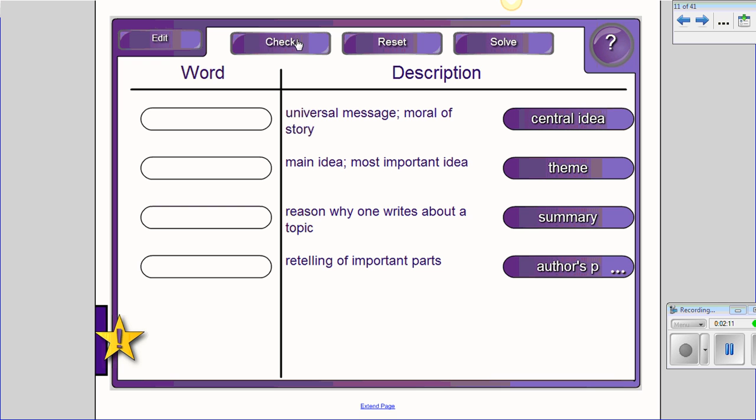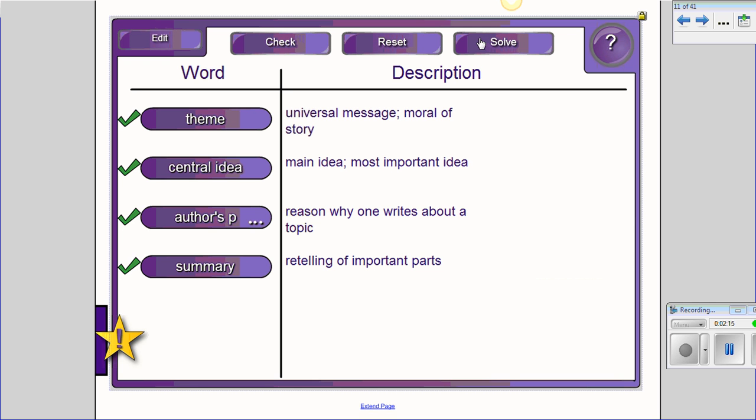All right, let's check your answers. So theme is the universal message, moral of the story. Your central idea is the main idea, the most important idea. Author's purpose is the reason why one writes a topic, and summary is usually a retelling of the important parts.